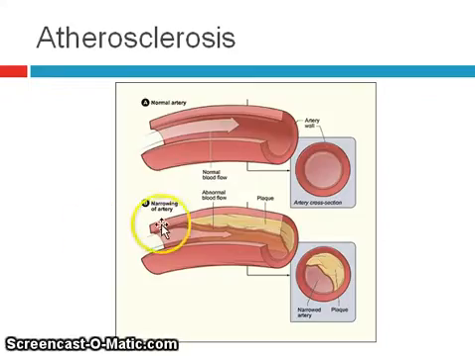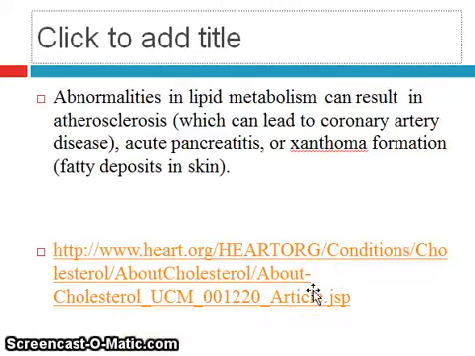So atherosclerosis is the condition whenever we have this cholesterol buildup, right? It makes the artery wall thicker as well as more stiff. And you can see how the size of the lumen inside the vessel is now smaller, so it's harder for blood to get through. Whenever we have atherosclerosis, it can also lead to other problems like acute pancreatitis or xanthoma. This is where the fats actually deposit in the skin.